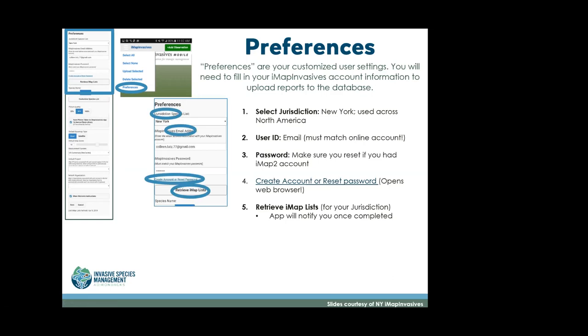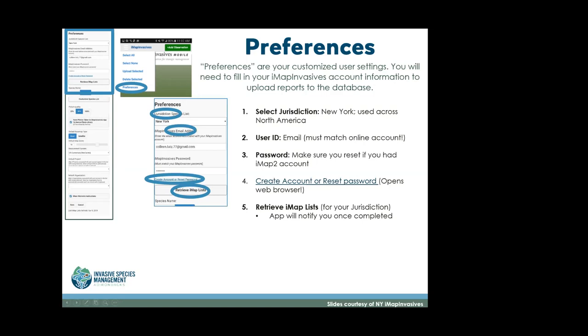So everyone should have completed these 5 steps at this point. Great question. Someone asked if you can do multiple jurisdictions. I believe at this point, if you wanted to do that, you'll have to go back into the preferences and hop back and forth as you move between those different jurisdictions. That's a great question.